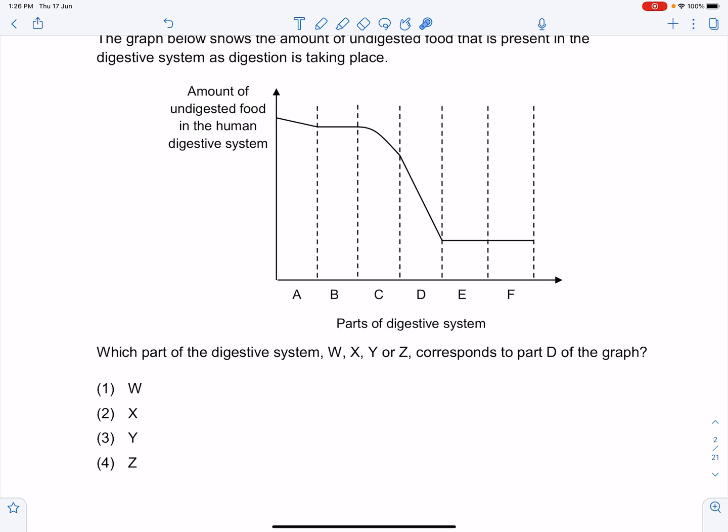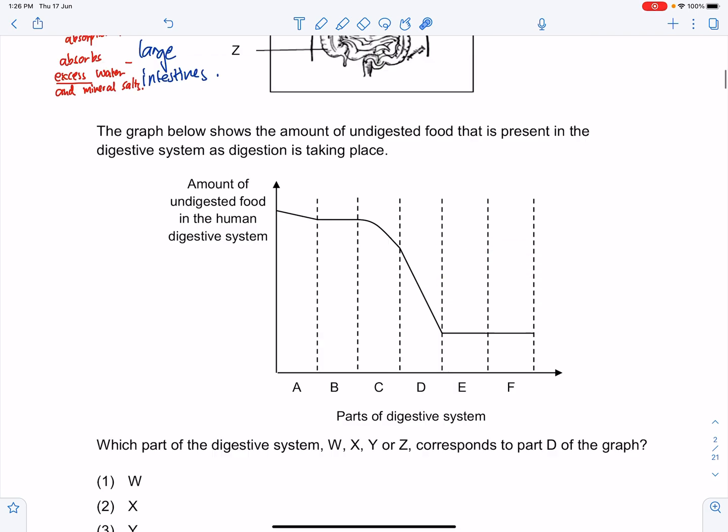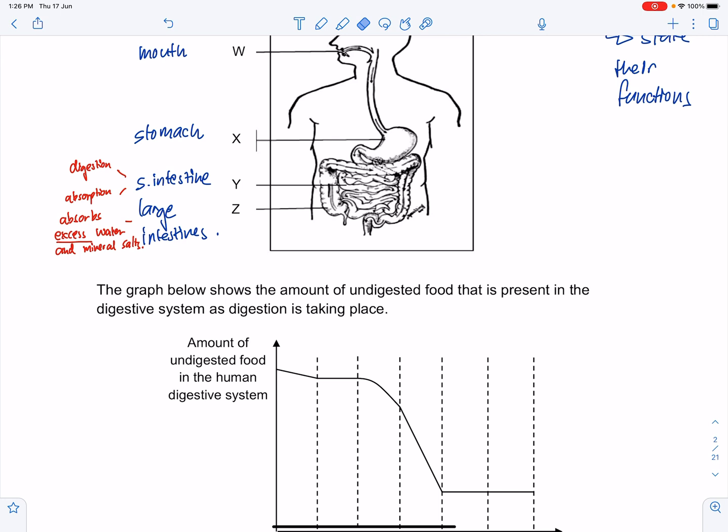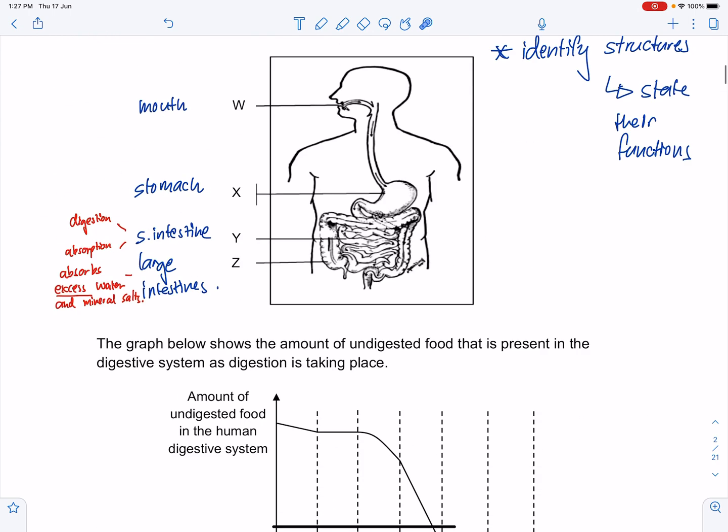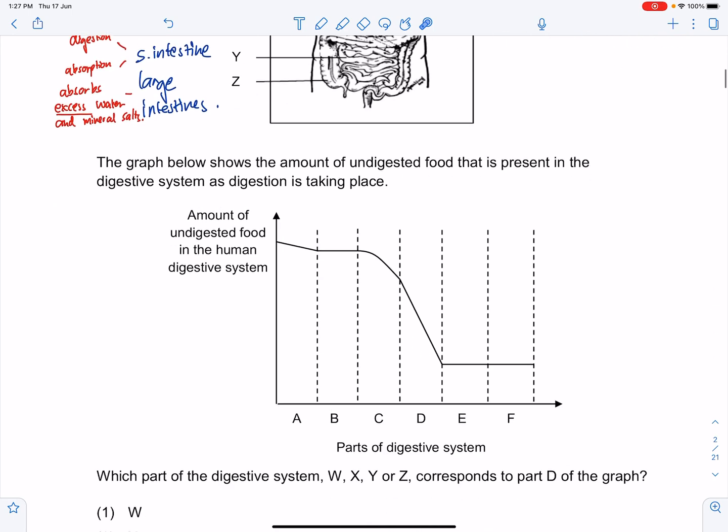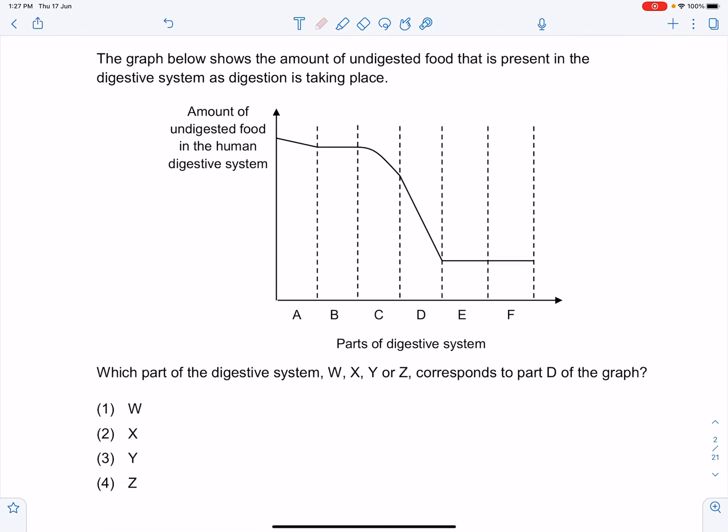In addition, if you take a look at this part over here, you realize that digestion has stopped. How would I know that? Because as you can see, the amount of undigested food stays the same. Which corresponds to what I have said earlier, whereby there is no digestion in your large intestines. Instead, what happens over here is that it absorbs excess water and mineral salts. So therefore, my answer would be Y. Right, answer number 3.